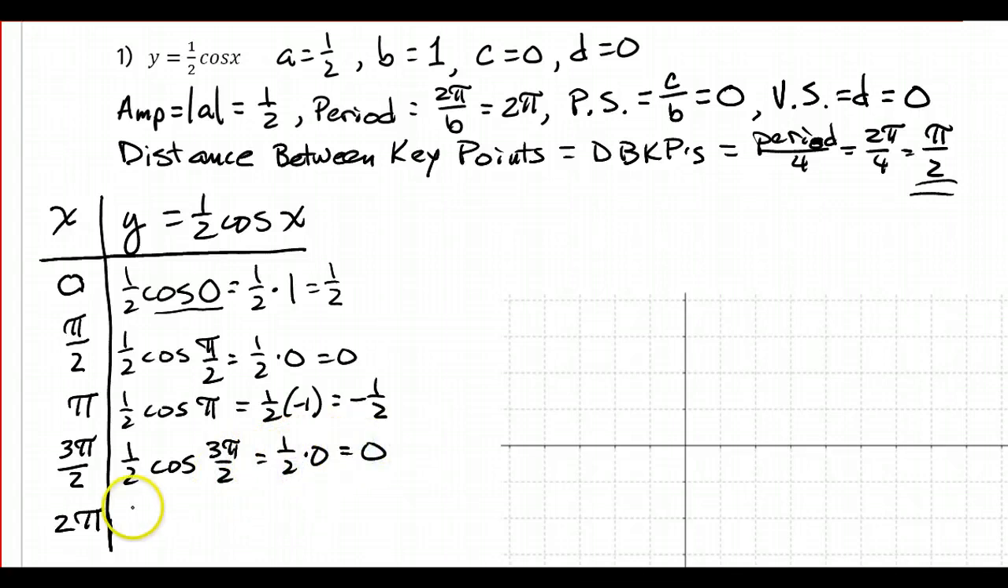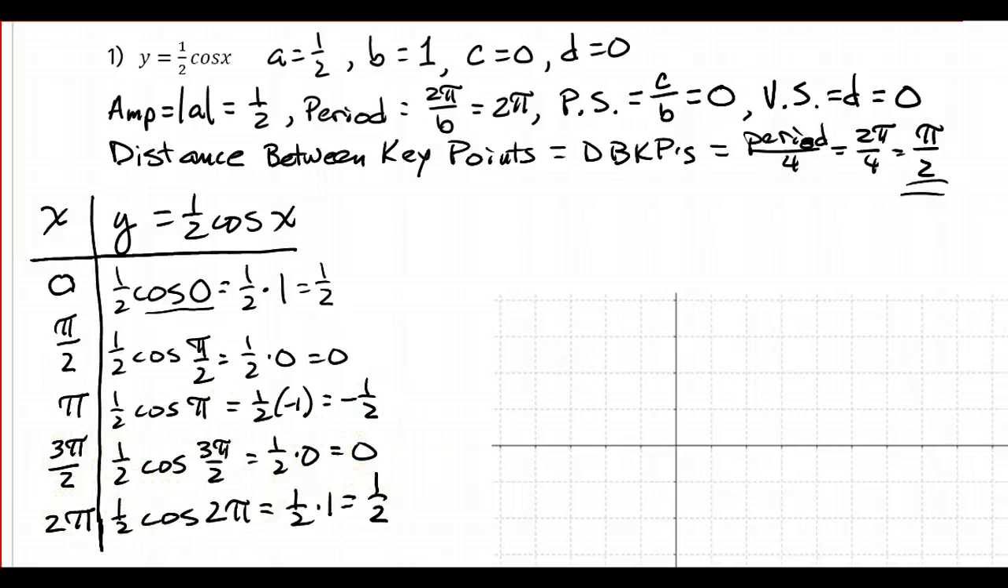And maybe you can see a pattern here. So we have a half times the cosine of 2 pi, which is a half times 1 again, or a half. So I've got these 5 ordered pairs: 0, a half; pi over 2, 0; pi, negative a half; 3 pi over 2, 0; and 2 pi, a half. And I'm going to come over here.